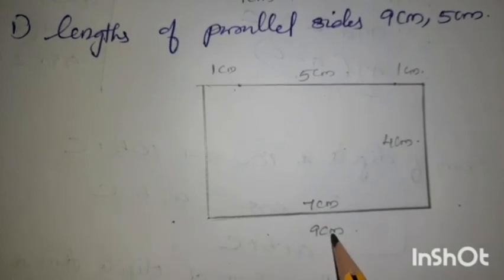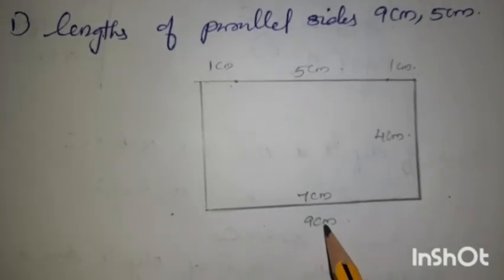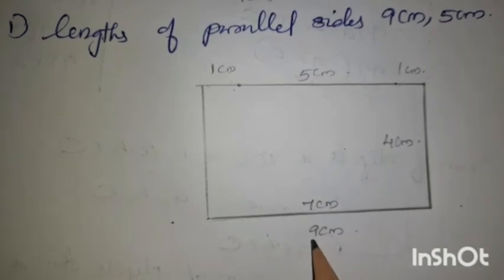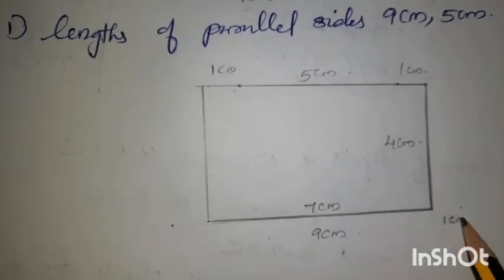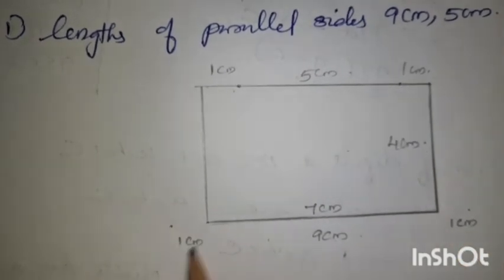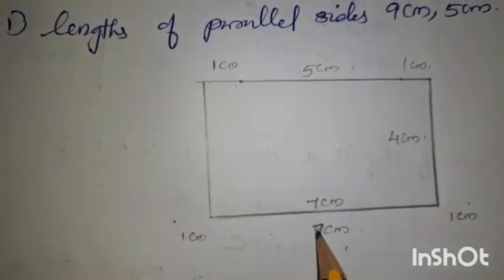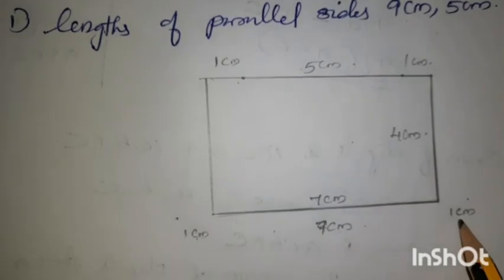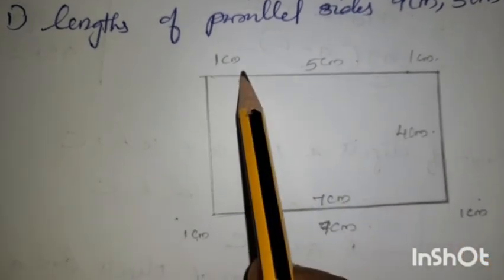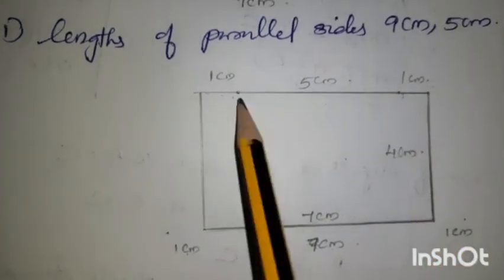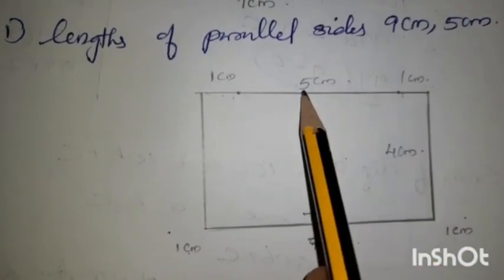Then at the bottom we should increase 2 cm, 1 cm on each side. So you will get 9 cm. 1 cm you have to increase here and 1 cm on this side also. So we will get 7 plus 1 plus 1, 9 cm. Then at the top, from 7 cm you have to reduce 2 cm, 1 cm from each side. So you will get 5.